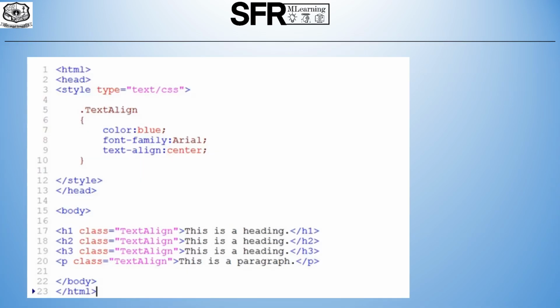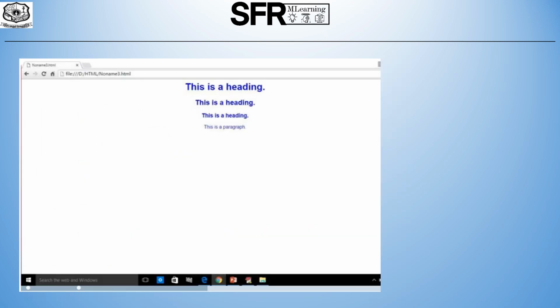In this example, we have the 3 heading elements h1, h2, h3 and the paragraph element. We use the style tag to apply the style for this document. In the style tag, the following styles will be applied for a text: color blue, font family Arial, text align center. Then save and run the HTML document. The following output will be displayed on the browser.